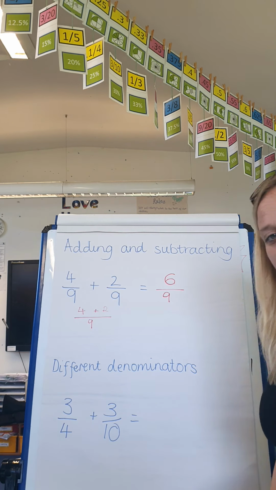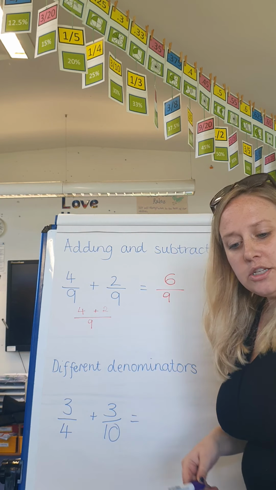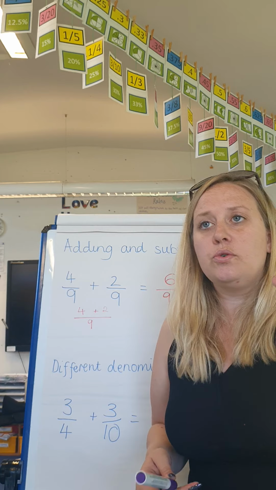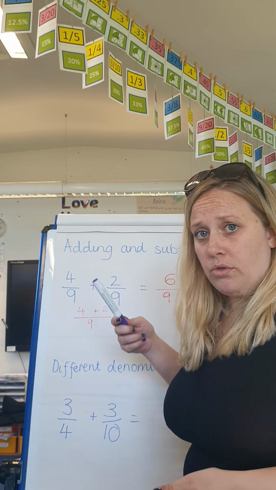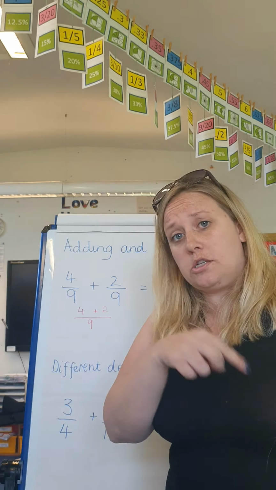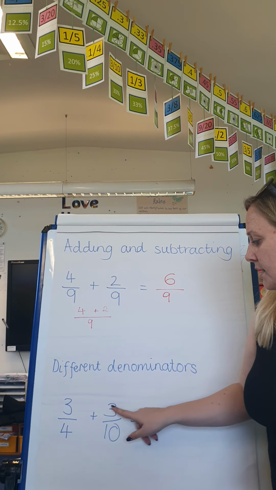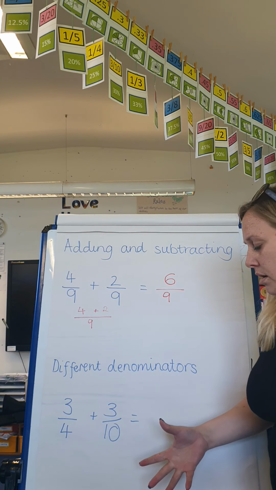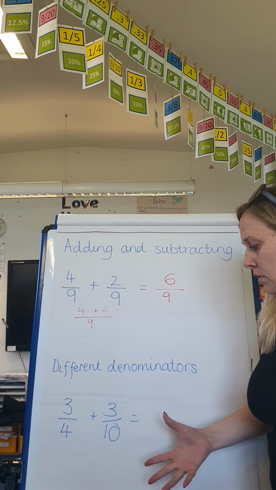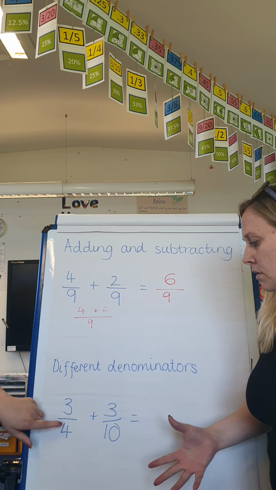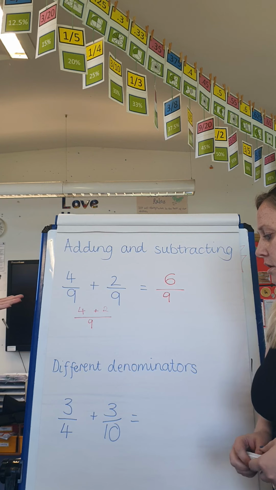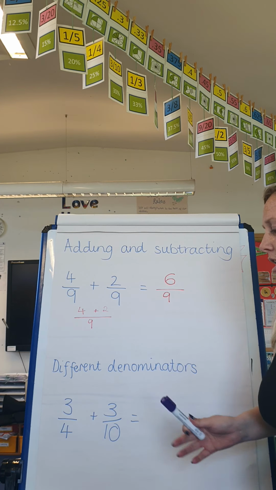We then move on to different denominators. Now this is where it gets trickier and you need to use your knowledge of equivalence that we've already gone through, okay? So if you're not sure on that, you need to go back to that video. So I've got 3/4 add 3/10. Why can't I do this very easily? Because that pie is cut into 4, that pie is cut into 10. So I'm going to need to make sure that they're cut into the same amount.